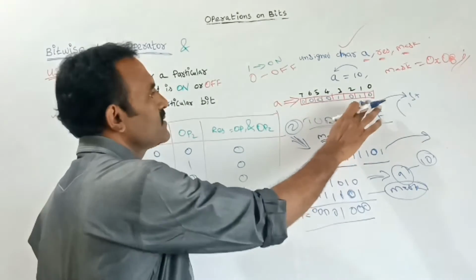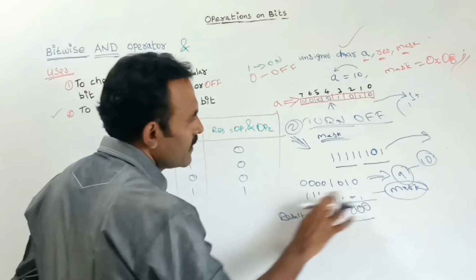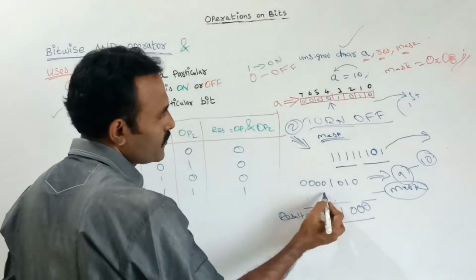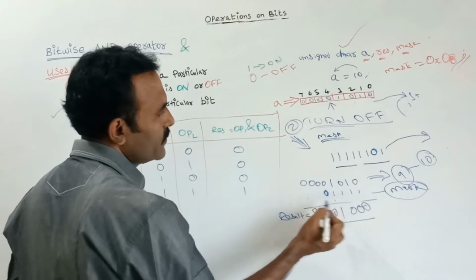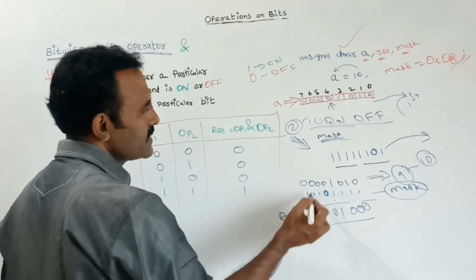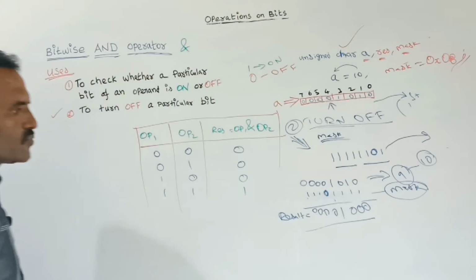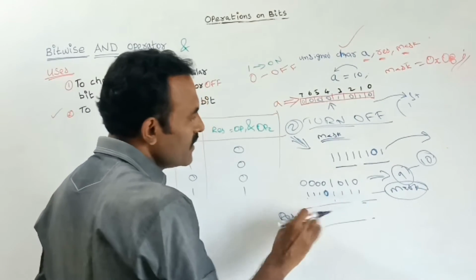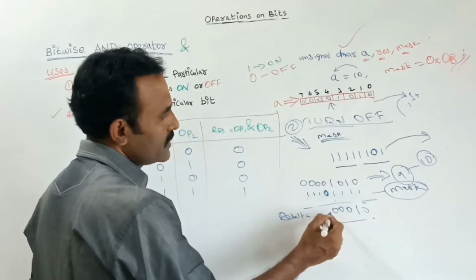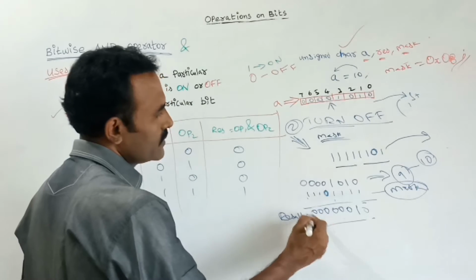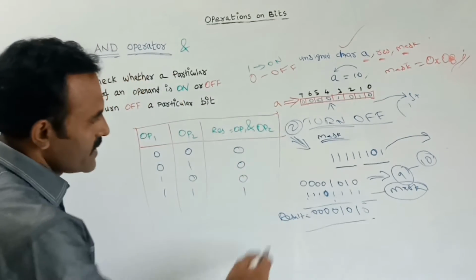In the same way, suppose I want to turn off the fourth bit. Here this is the mask value: give the fourth position value as 0, and give every remaining bit value as 1. This is the mask value for turning off the fourth position. So when we find the result, 1 and 1 is 1. So here this is the result.